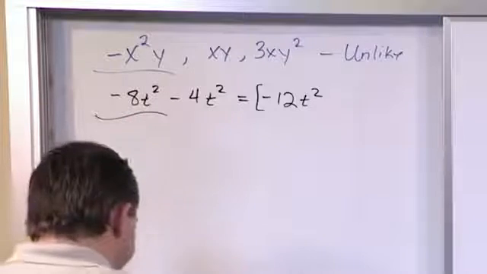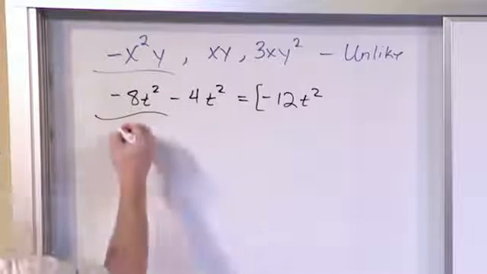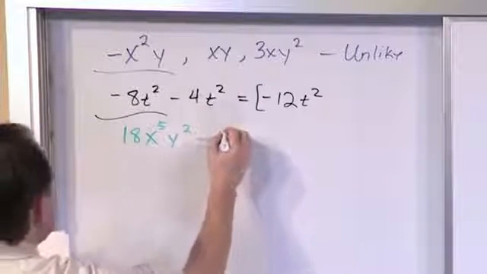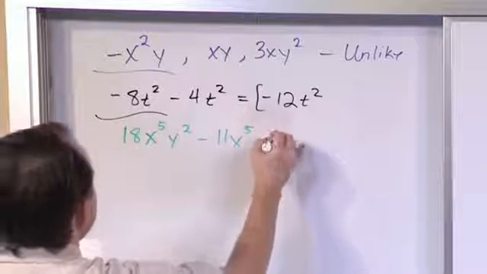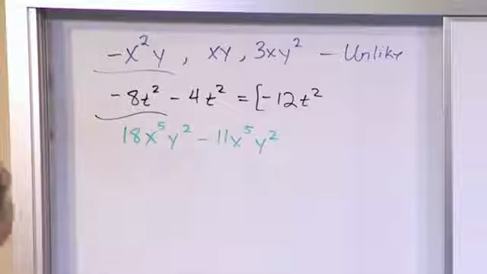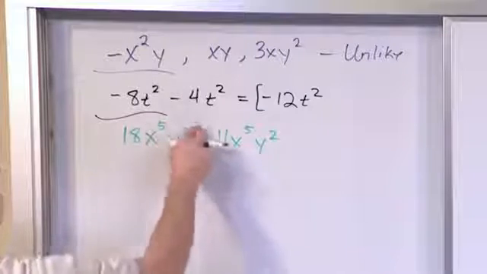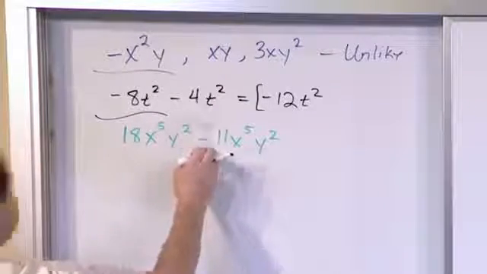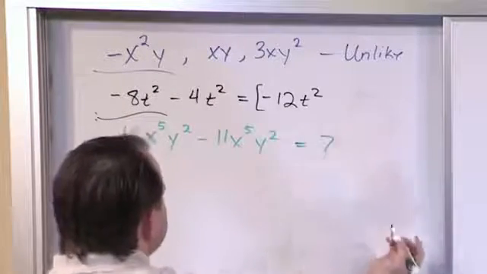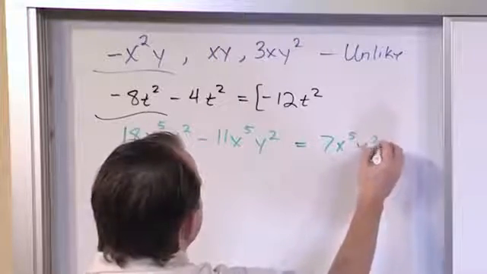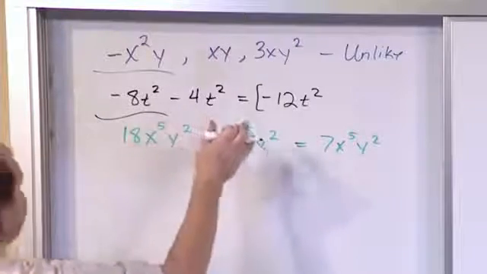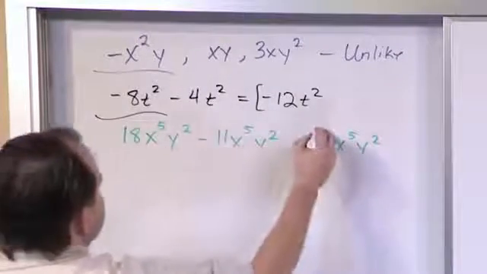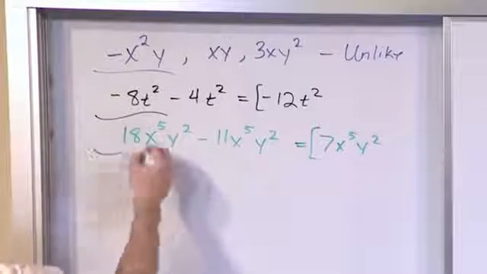All right. What if I had 18 x to the 5th power times y squared minus 11 x to the 5th power y squared? Can I subtract these? Well, I have x to the 5 y squared, x to the 5 y squared. They match. These are like terms. So I can take 18 minus 11 and I will get 7. 7 what? X to the 5 y squared. It just comes along for the ride, because this is like peanuts, subtracting some more peanuts. I'm going to get however many peanuts are left. Everything matches. Everything has to be carried along. So this is the answer, 7x to the 5th y squared. Okay?